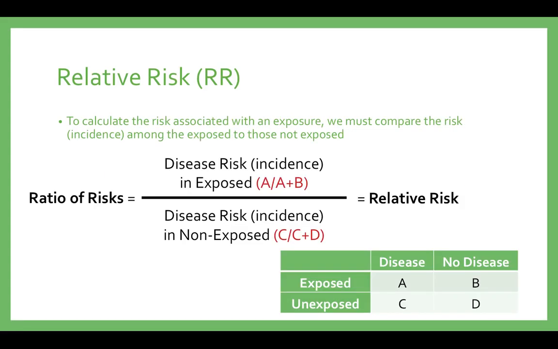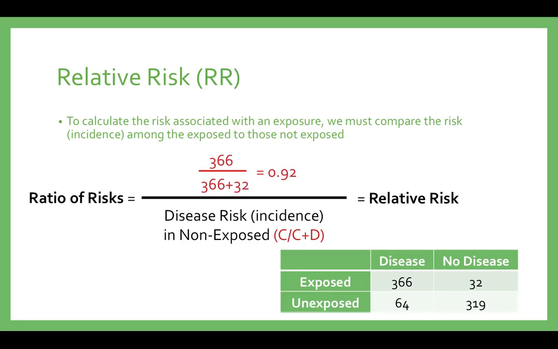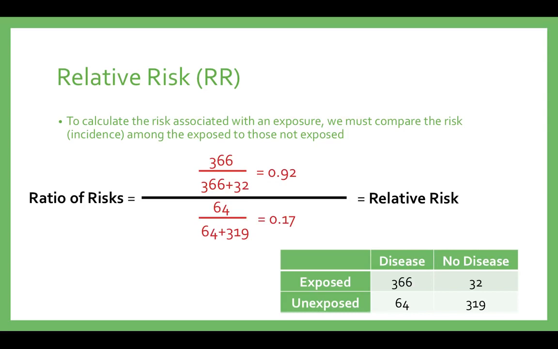Relative risk is calculated by dividing the proportion of individuals who suffered the event in the exposed group, here it is A divided by A plus B, by the proportion of individuals who suffered the event in the unexposed group. Here it is C divided by C plus D. Using our secondhand smoke example, let's input some numbers into our 2x2 table and calculate relative risk. In our example, the risk of lung cancer in the exposed group is 0.92. This risk is divided by the risk in the unexposed group, 0.17, for a relative risk of 5.41.